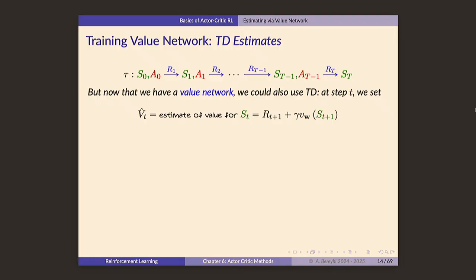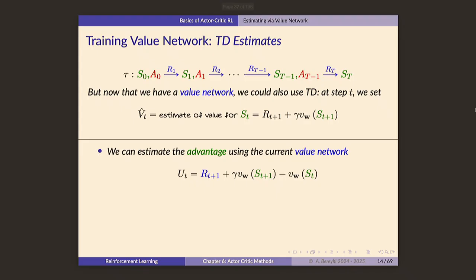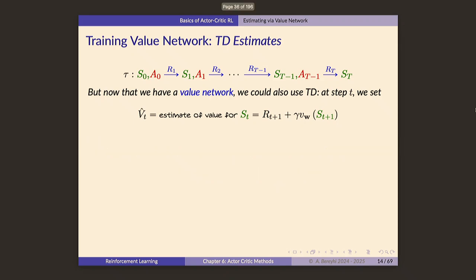Everybody's cool, right? So I can do that. Now, if I do that, then what I want to use this value just to update my value network, right? This value v hat is only used to update my value network, correct?